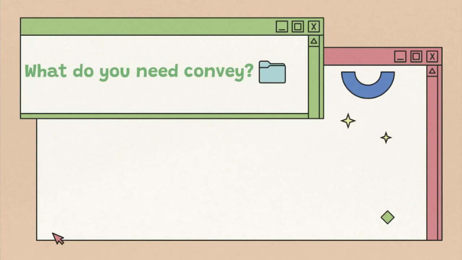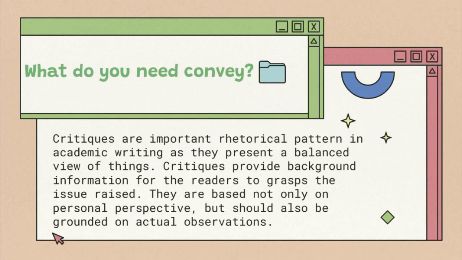So what do you need to convey? Critics are an important rhetorical pattern in academic writing as they present a balanced view of things. Critics provide background information for the readers to grasp the issue raised. They are based not only on personal perspective but should also be grounded on actual observations.